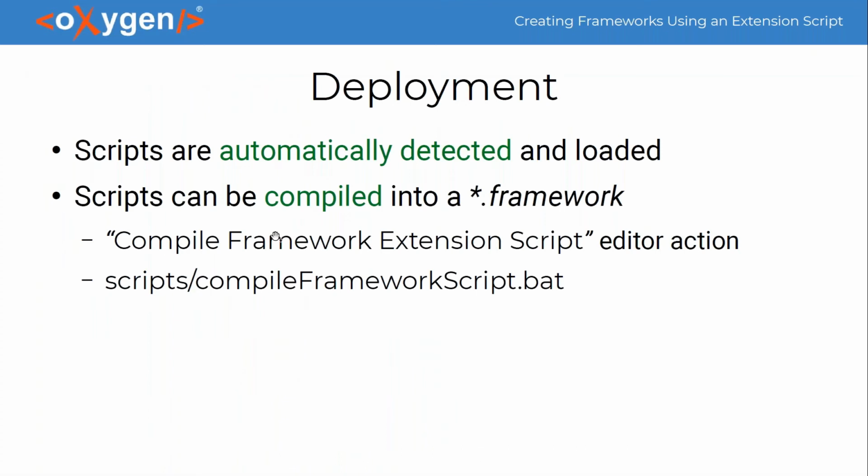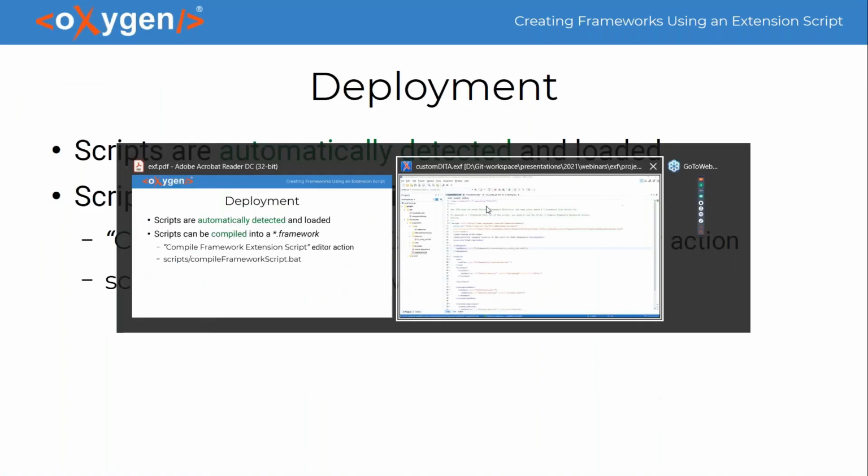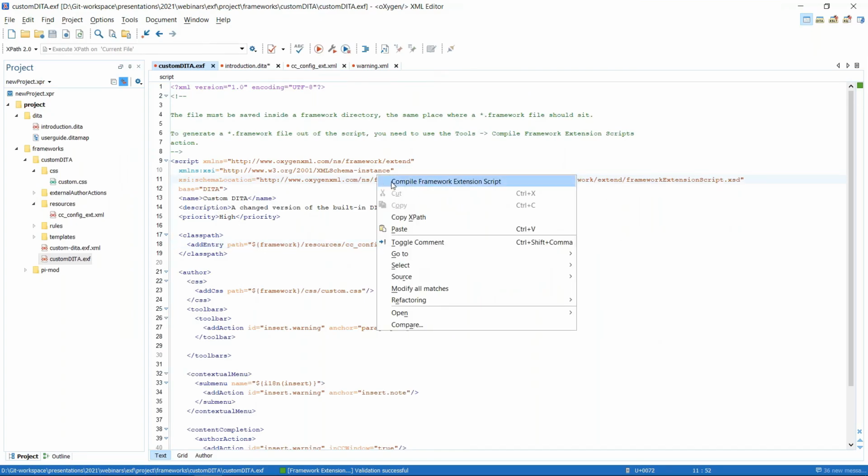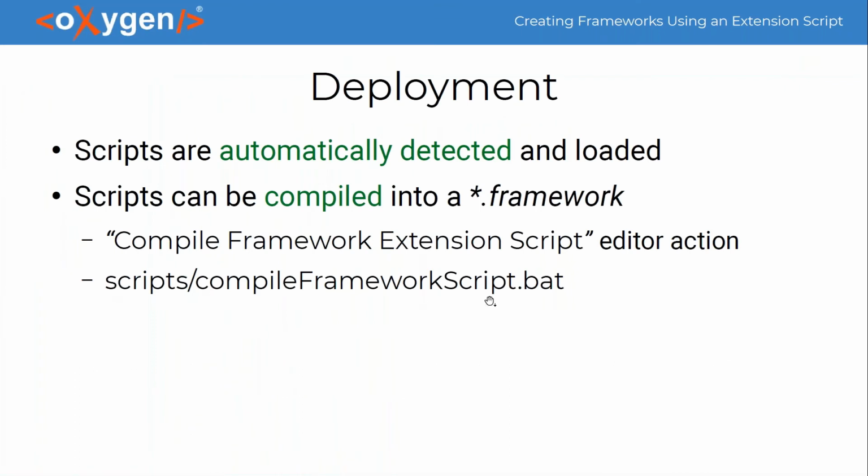You can compile them into a classic .framework file. You can do that either using this contextual menu action, compile framework extension script, or there's even a command line script in the scripts directory. It's compile framework script.bat, or there's also a script for Linux and the Mac.